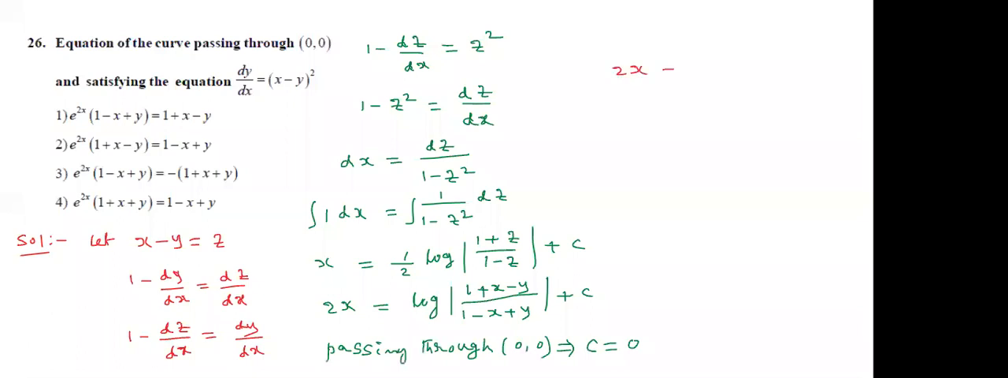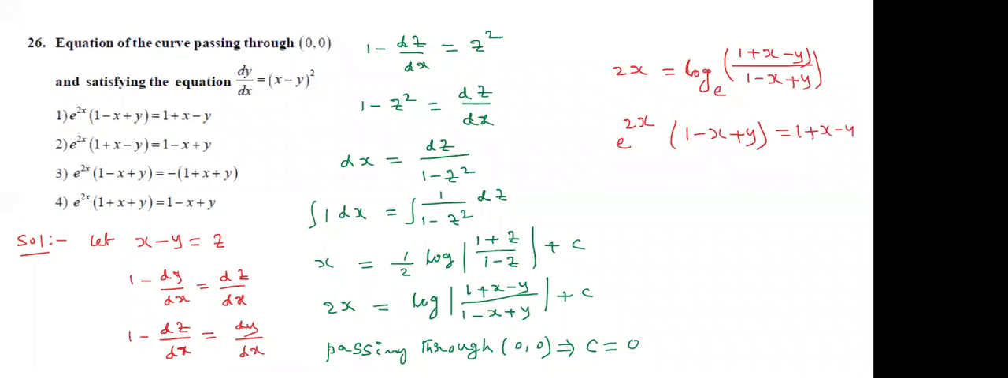2x is equal to logarithm of 1 plus x minus y divided by 1 minus x plus y. Logarithm means what is the base? E, by observing the options. So logarithm I am sending to the left hand side. We get e power 2x into 1 minus x plus y, that's equal to 1 plus x minus y.